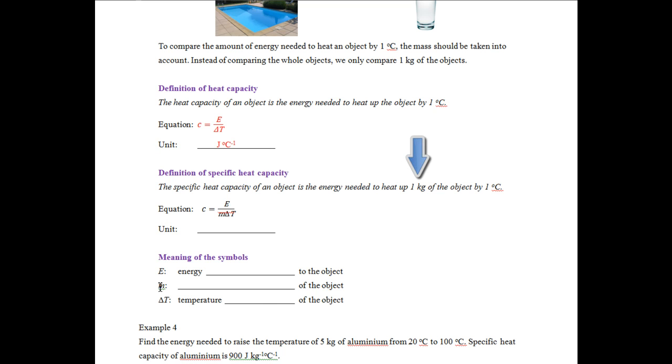Because we look at the energy needed to heat up an object per 1 kg, when we look at the equation of specific heat capacity, the energy should be divided by the mass m. In doing so, the unit of specific heat capacity should look like this.